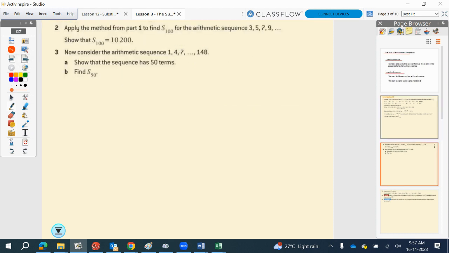Okay. Use the same approach to find the sum of this sequence here. Use that same technique to find the sum of this sequence here. We want to find the sum of the first 100 terms in this sequence. So find out what the last term in the sequence is first. Do this now.